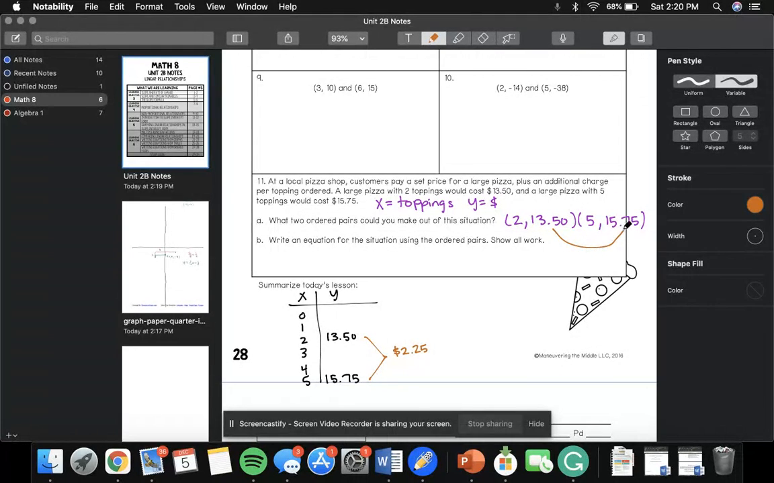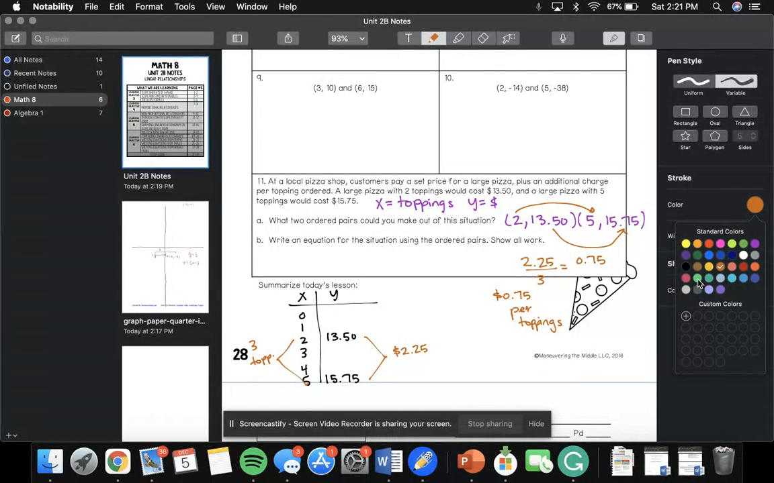Again, if you just found the slope, you would say, oh, that's up $2.25. And the change in the x's is 3 toppings, or to go from 2 to 5, it's up 3. Now I'm going to divide $2.25 by 3, and I'm going to get 75 cents. And I'm going to interpret that right now. That means it's 75 cents per topping. So it's okay right now that we have a slope that is 75 cents, because that actually is more helpful when we want to find the starting cost.